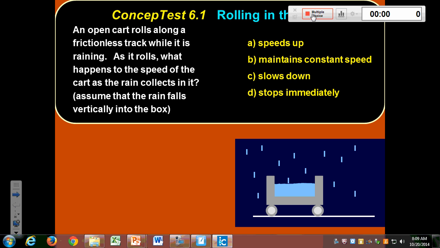Okay, so here we have an open cart. It rolls along a frictionless track while it's raining. As it rolls, what happens to the speed of the cart as the rain collects in it? And we assume that the rain falls vertically into the cart. Let me tell you why now. The rain falls vertically into the cart. That is, it doesn't fall horizontally, because if it fell horizontally, it would actually push the cart forward. So we're not imparting any forces to it from the rain. What will happen to this object as rain collects into it?